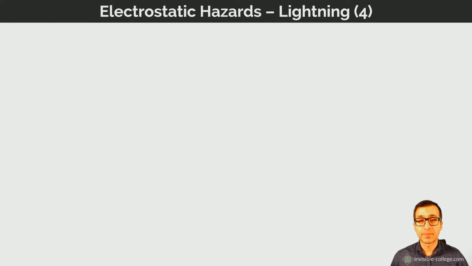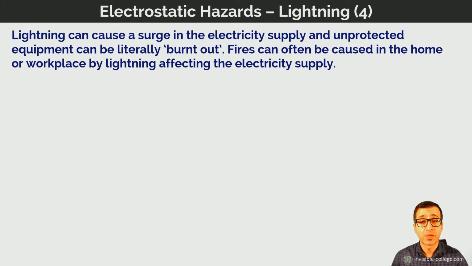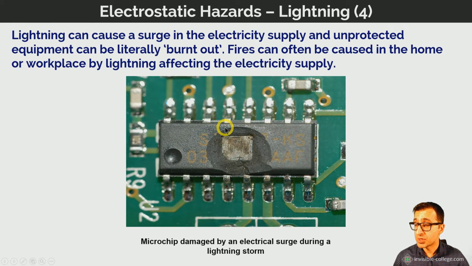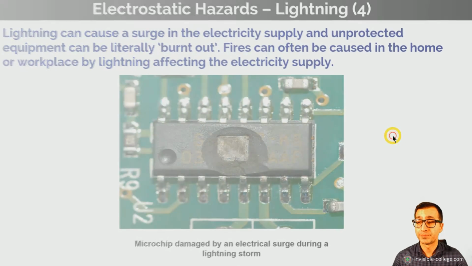Now let's take a look at lightning then. So lightning, if it strikes a building, it can cause a surge of electric current to flow through the electricity supply of that building, and any unprotected equipment can be burnt out as a result of that excess of current flowing through it, and this can in turn cause fires. So here is a photograph of a microchip that's been damaged by an electrical surge during a lightning storm.